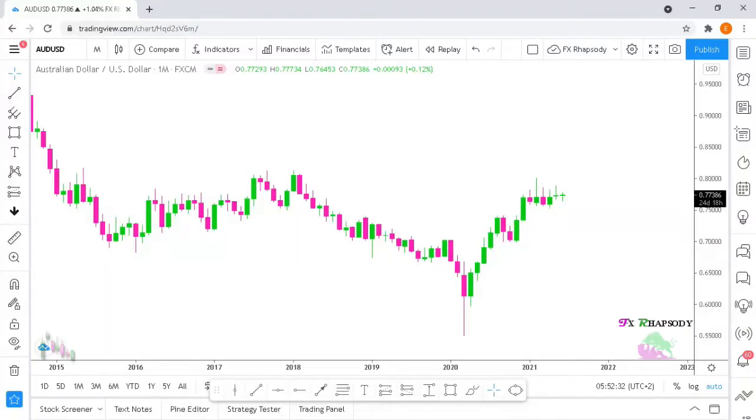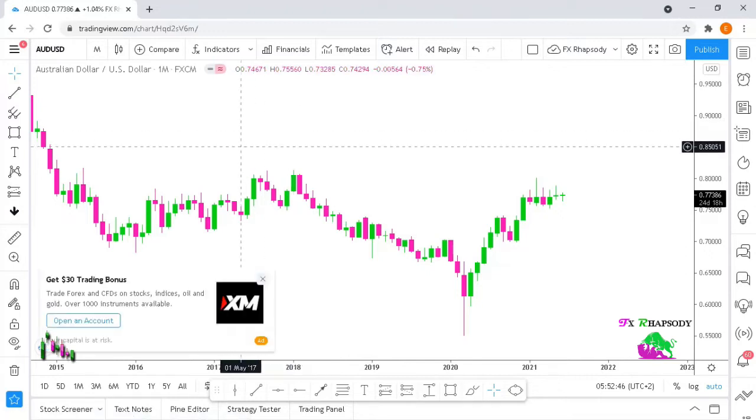Today we are going to be looking at the Australian dollar, US dollar, and we're also going to be doing some analysis on the US dollar, Canadian dollar. But let's start off with the Aussie dollar, US dollar.